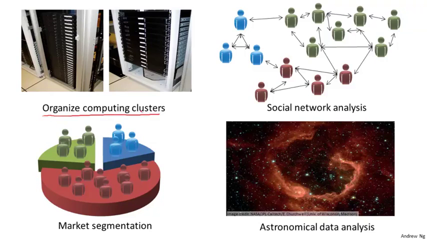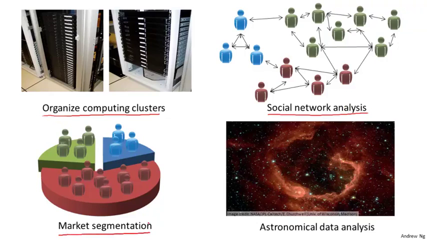Here's the second application, social network analysis. So given knowledge about which friends you email the most, or given your Facebook friends or your Google Plus circles, can we automatically identify which are cohesive groups of friends, or which are groups of people that all know each other? Market segmentation. Many companies have huge databases of customer information.